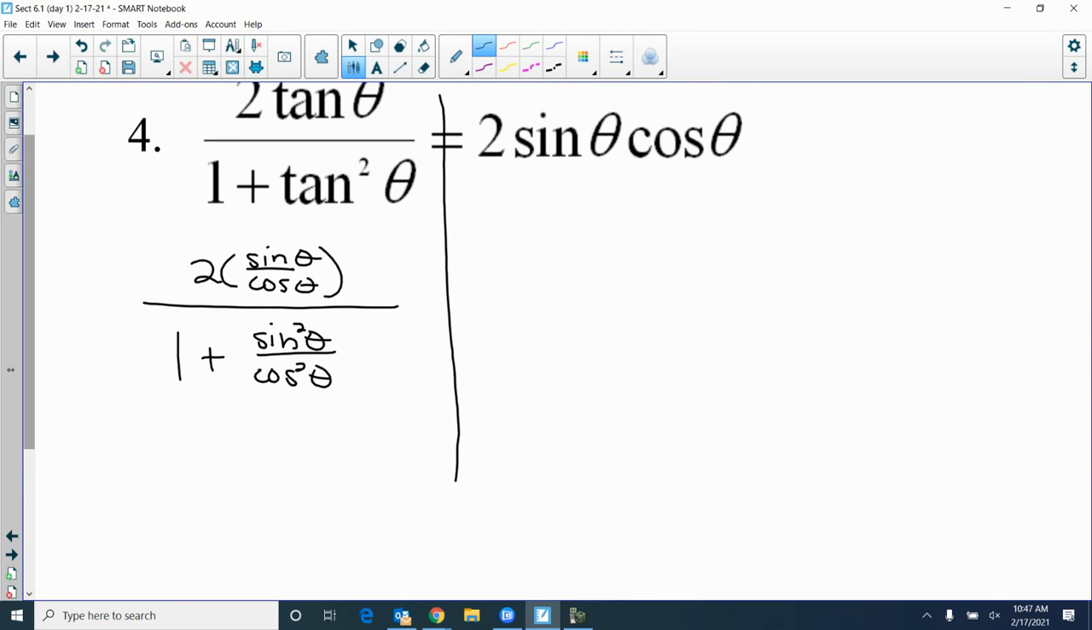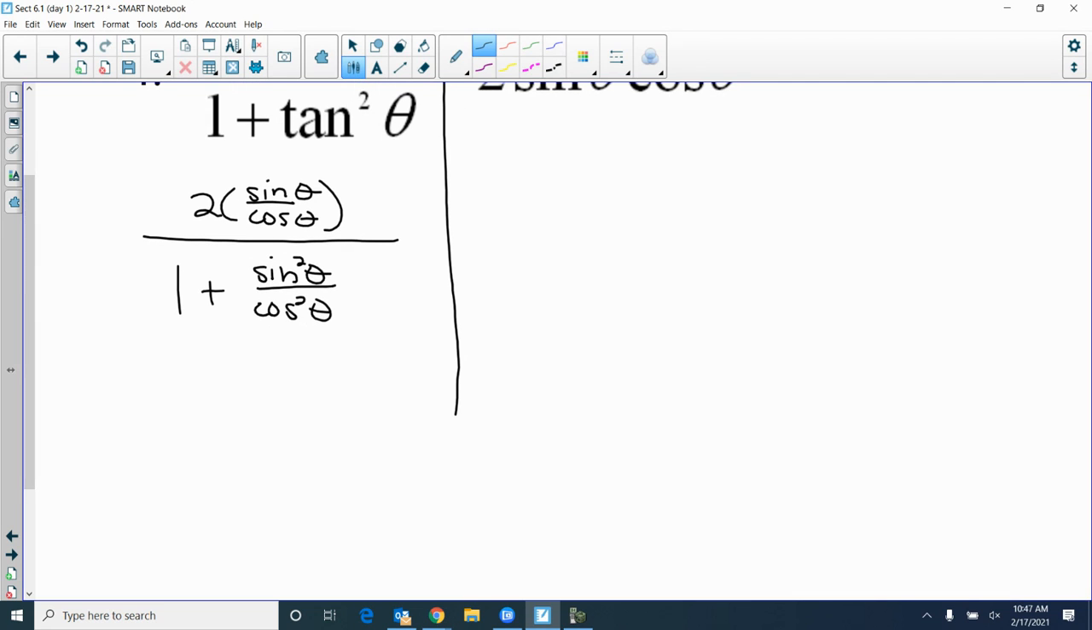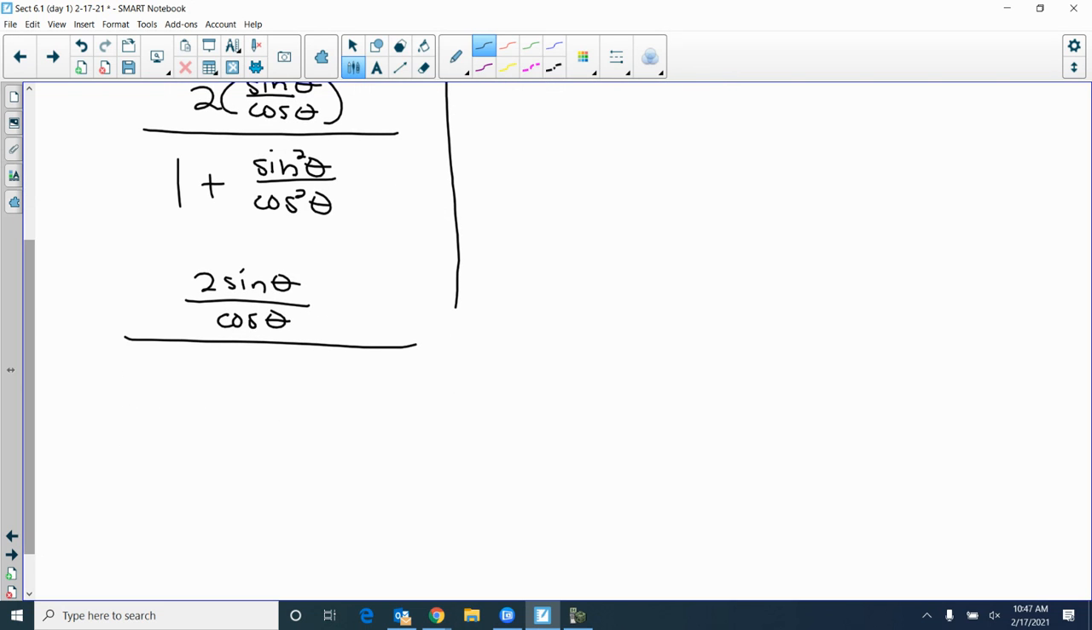Now from here, at least participate. If you're not writing it down, at least participate. How would I go about solving this? Start with that denominator. It's a little bit uglier. How do you add those together? We got to get a common what? Denominator. Okay, so 1 plus sine squared over cosine squared. And I'm going to make this 2 sine of theta over cosine of theta. And then what does this 1 become? That becomes cosine squared over cosine squared plus sine squared over cosine squared.